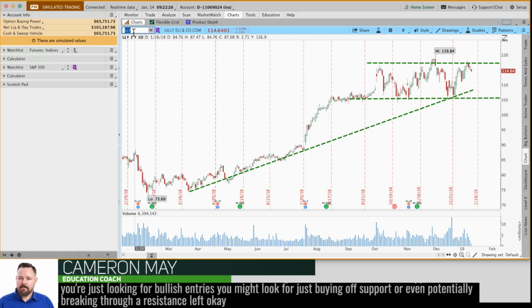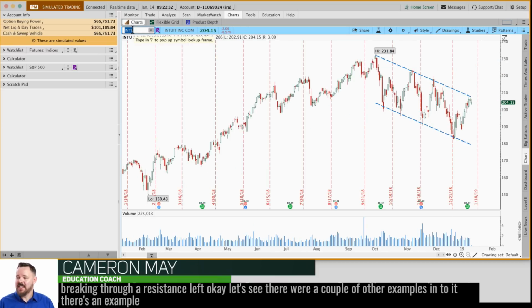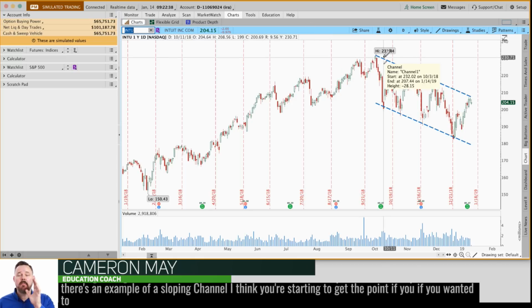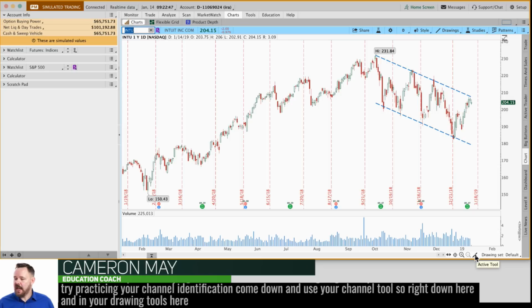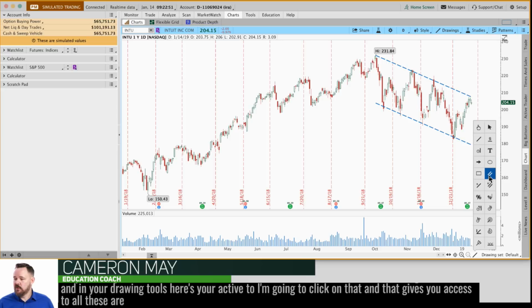Okay. Let's see, there were a couple of other examples. Intuit, there's an example of a downward sloping channel. I think you're starting to get the point. If you want to try practicing your channel identification, come down and use your channel tool. So right down here in your drawing tools, here's your active tool. I'm going to click on that, and that gives you access to all these other tools. We talked about this during our discussion of chart setup. And I'm going to click on the channel tool.